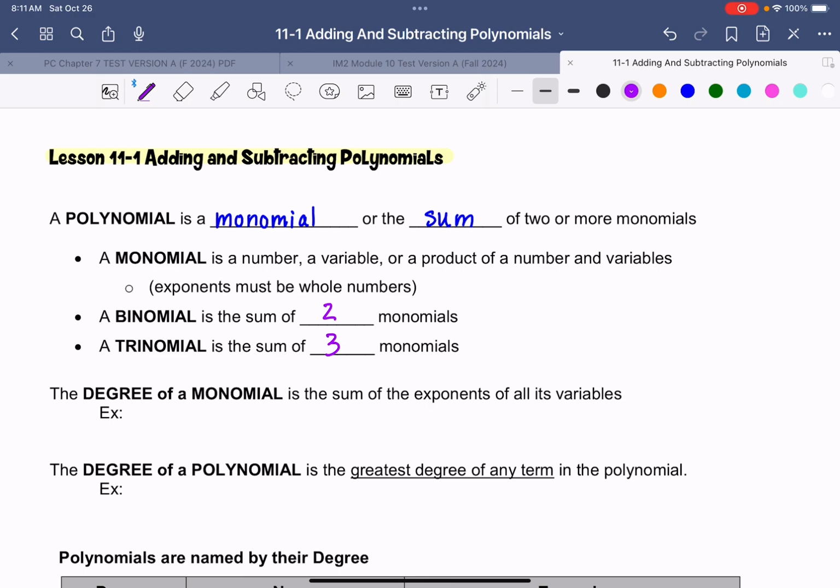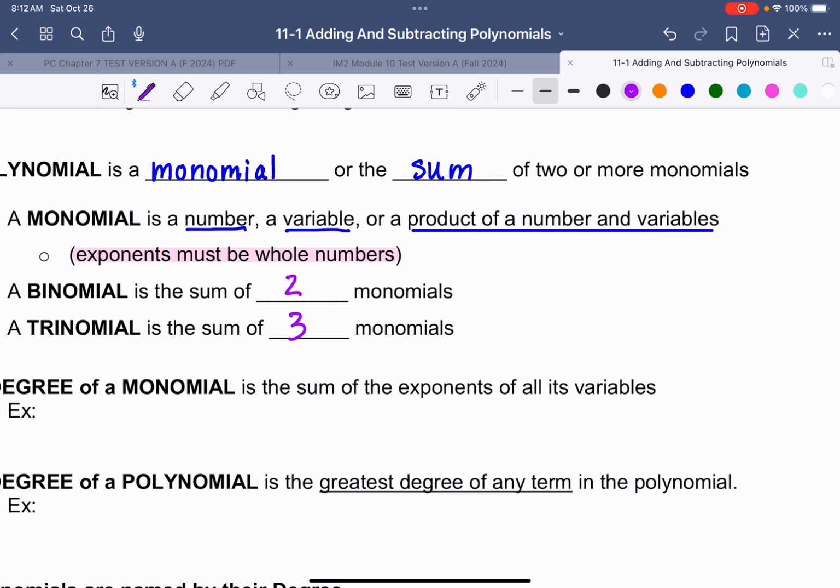Now, a monomial basically is just a number. It can be a variable or the product of numbers and variables. What is important to remember in order for something to be a polynomial is that the exponents must be whole numbers. Okay, so you can't have any negative exponents. So examples of monomials, we can have a number, so like 2. We can have a variable, x. We can have products of numbers and variables, or it can even look like 2x squared y to the third.